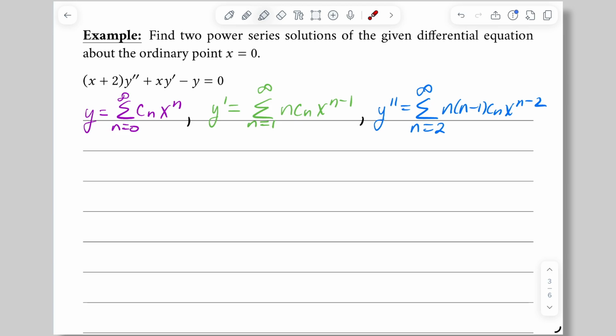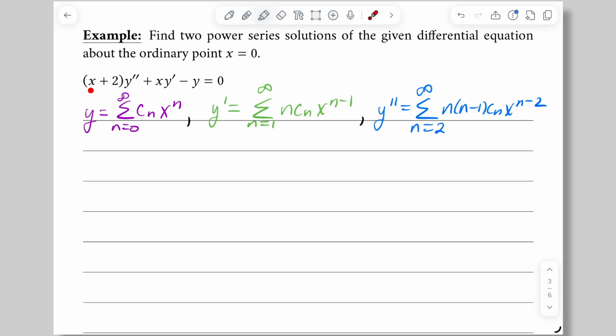Remember, when we differentiate, we're using the power rule, so we end up with terms that look like n c_n x to the n minus 1 and n times n minus 1 c sub n x to the n minus 2 for y prime and y double prime, respectively. And every time we differentiate a power series that has a general term x to the n, the index increases by 1. And remember that that happens because we lose a constant term when we differentiate. I'm emphasizing that now because things are going to be different in the next set of videos. Don't worry about that right now.